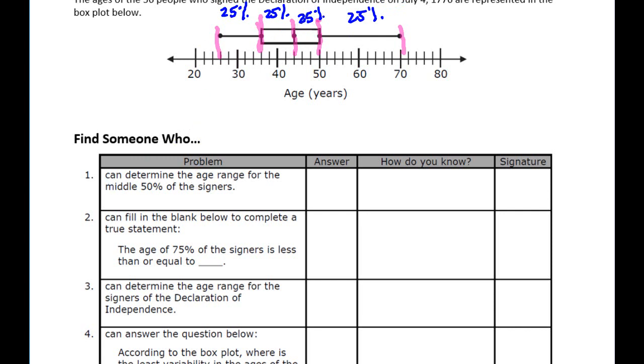So we want to talk about the middle 50%. The middle 50% is the box. So what is the range of this middle? It goes from, and these are numbered by 2s, 32, 34, 36, and to 50. So from 36 to 50 years. This range of the box itself, remember, is called the IQR. And if we wanted to actually know just the specific number for the IQR, we would subtract. 50 minus 36 would equal 14.